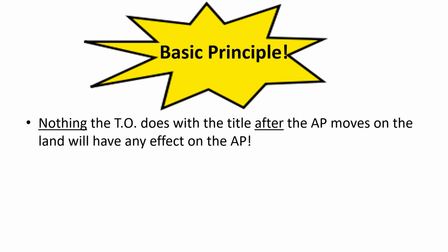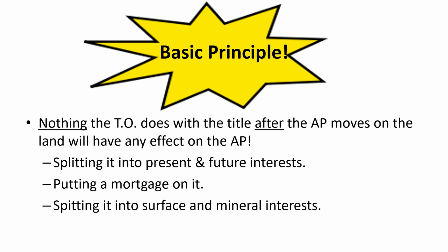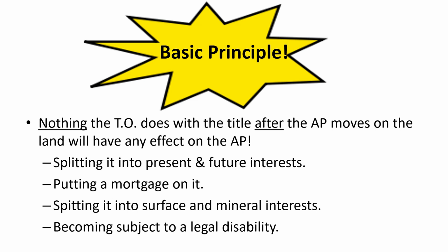Now, there's a basic principle that runs through all of the examples that we've looked at to date, and that principle is that nothing the true owner does with the title after the adverse possessor moves onto the land will have any effect on the adverse possessor. For example, splitting it into present and future interests after the adverse possessor has moved onto the land has no effect on the adverse possessor. Putting a mortgage on it after the adverse possessor has moved on will have no effect on the adverse possessor. Splitting it into surface and mineral estates, that won't affect the adverse possessor either, and the adverse possessor will get both the surface and mineral estates. Finally, becoming subject to a legal disability, as we've already pointed out, has no effect on the adverse possessor if it happens after the adverse possessor has moved onto the land.